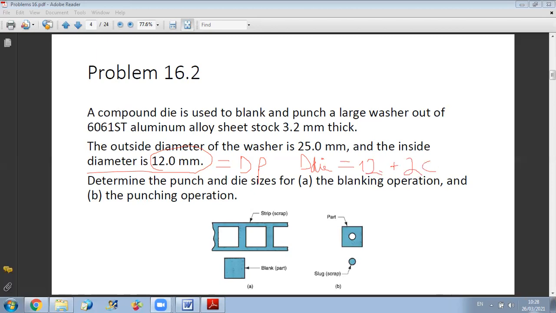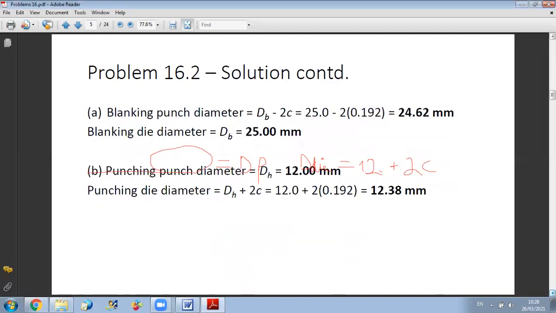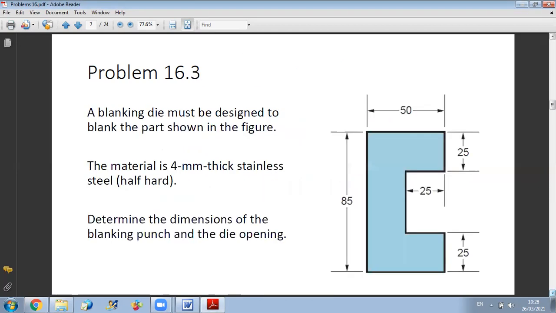Okay, so as you can see here, you have the details of calculation for blanking and punching. For punching, the die diameter is dh plus 2c, and the punch is equal to the size of the hole, which is 12 millimeters. Any question on this? Okay, so let us move to another problem.